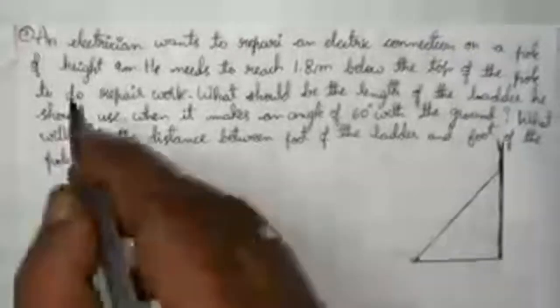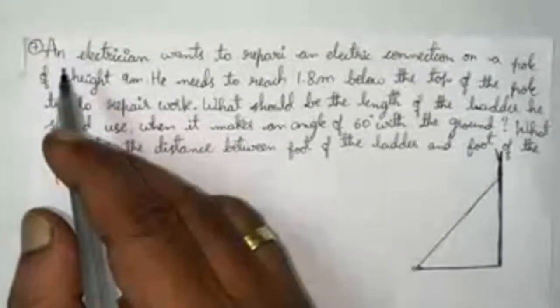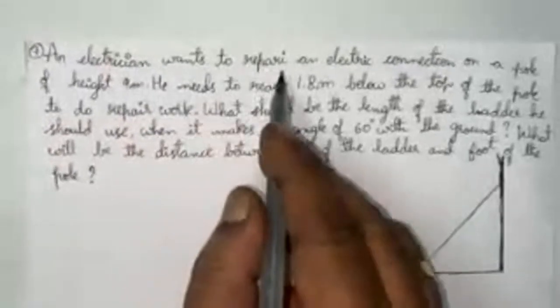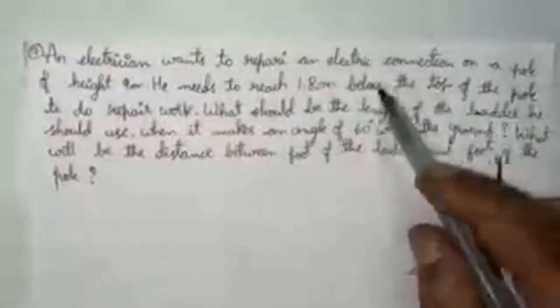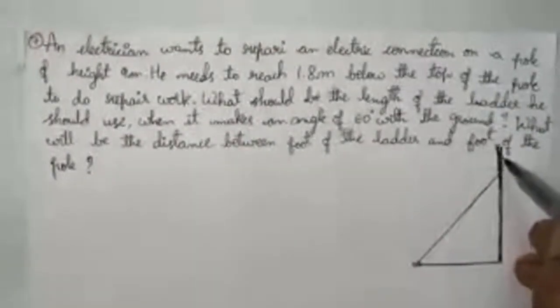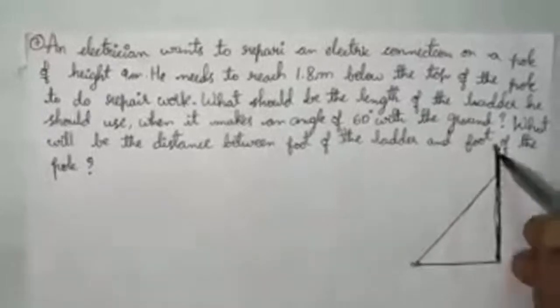Now you see here another sum. The sum is: an electrician wants to repair an electric connection on a pole. Here, one big pole is given. This is the pole which I am showing here now. One big pole is there.